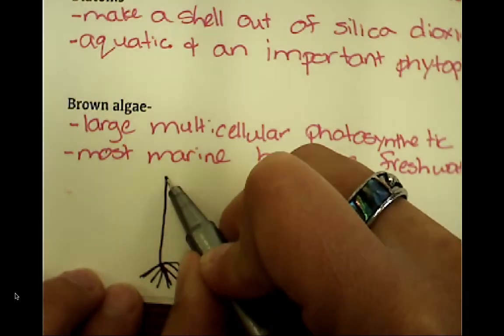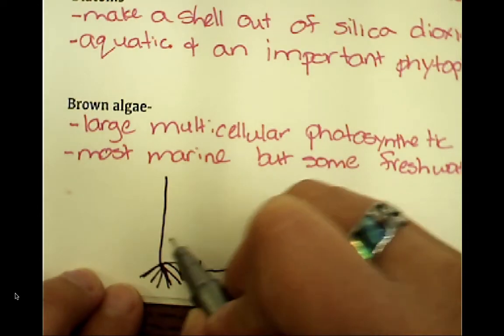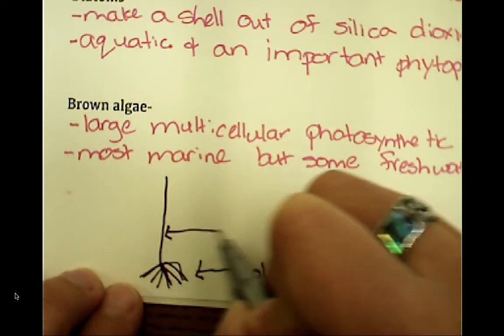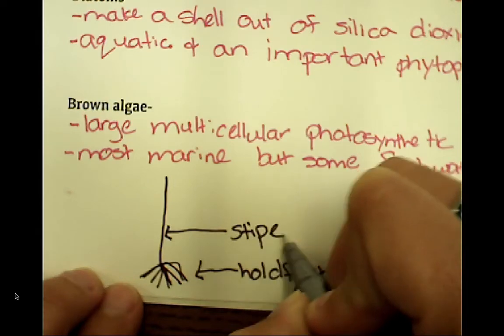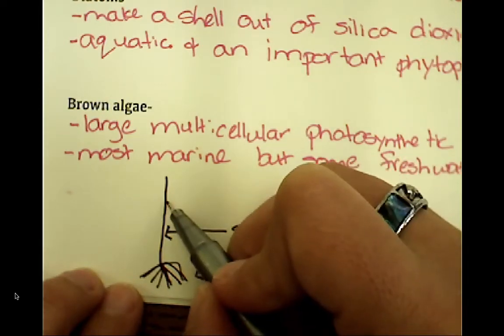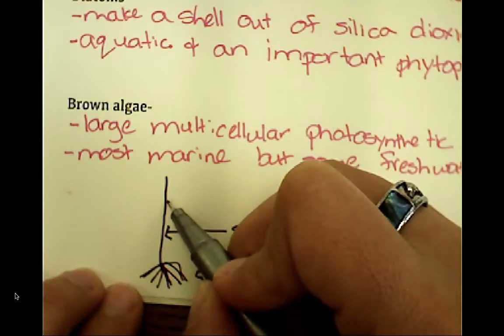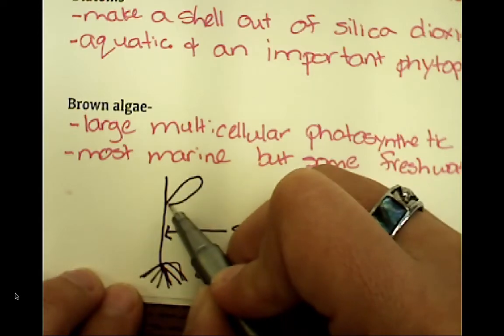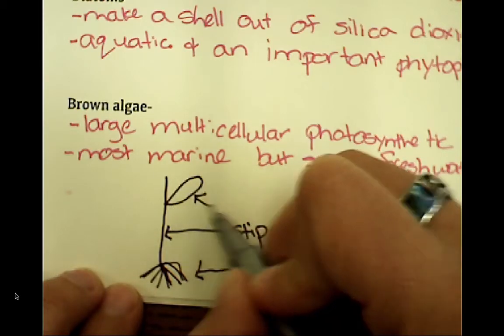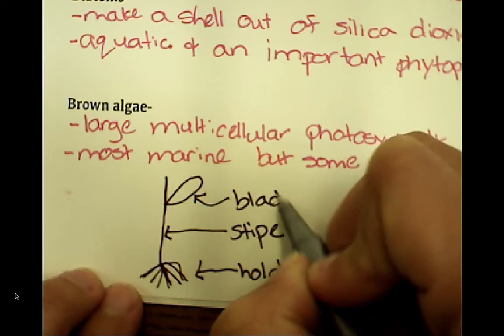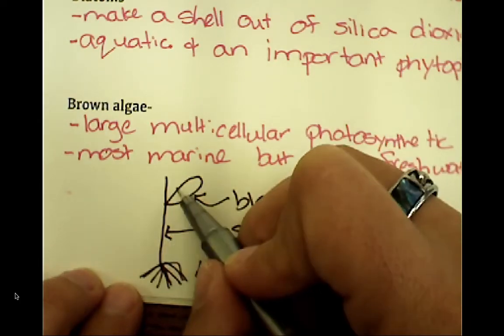Then they have a stem, or actually what it's actually called is a stipe. Then they have a blade that comes out, or it looks like a leaf. That's where photosynthesis can occur. Actually, photosynthesis can also occur in the stipe.